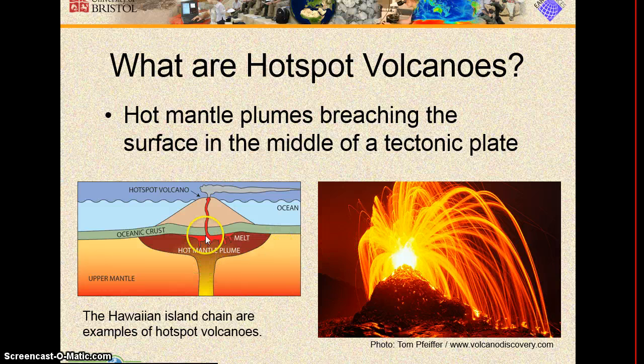So you can see here that there's a crack in the oceanic crust, and magma can actually seep up through here and form a volcano. This area right here, again, would be an island like the Hawaiian Islands.